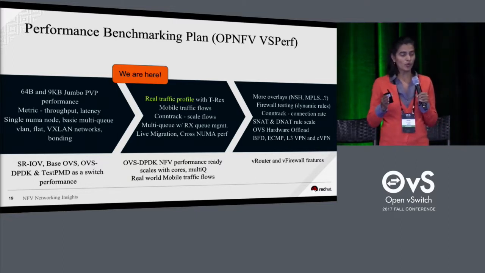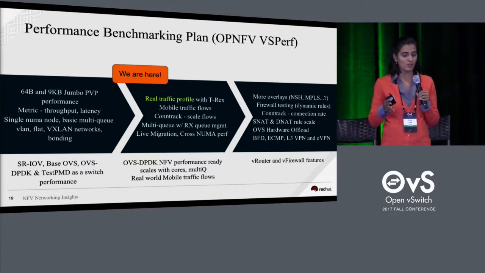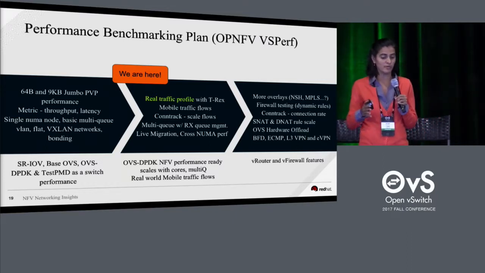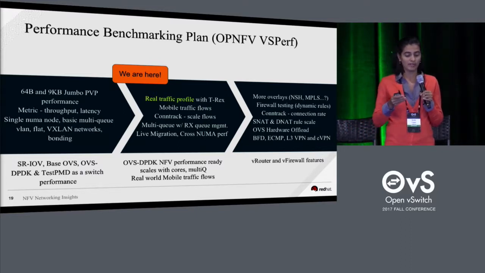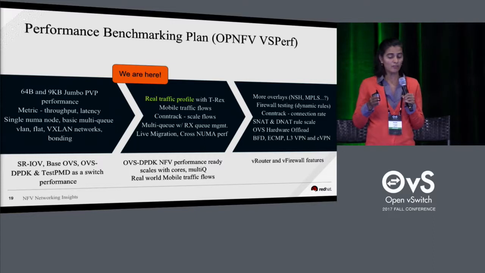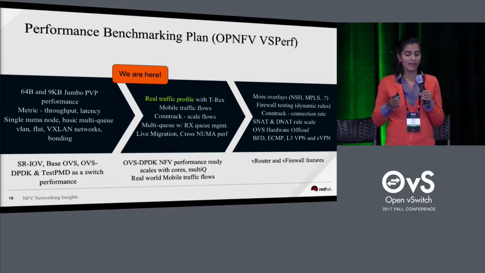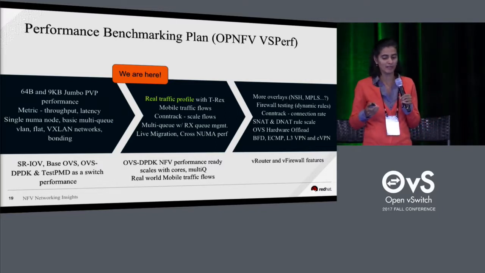Now we're moving to more realistic profiles, trying to make OVS-DPDK ready for NFV performance with mobile traffic flows and scaling conntrack multi-queue, and we're looking for better RxQ management and live migration across NUMA. And then we would like to get to the right, where we're moving to more vRouter and firewall type features with connection tracking, where we're tracking the connection rate, and having more overlays for service function chaining, and moving to hardware offload, OVS hardware offload, BFD, ICMP, and L3, L2 EVPN.